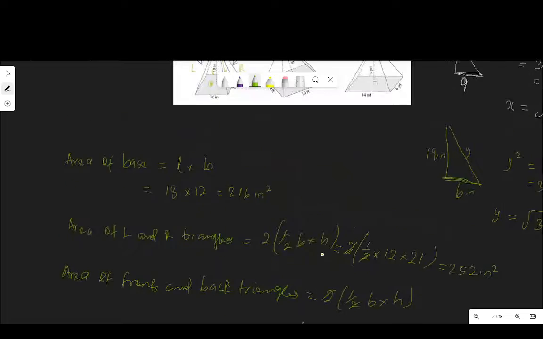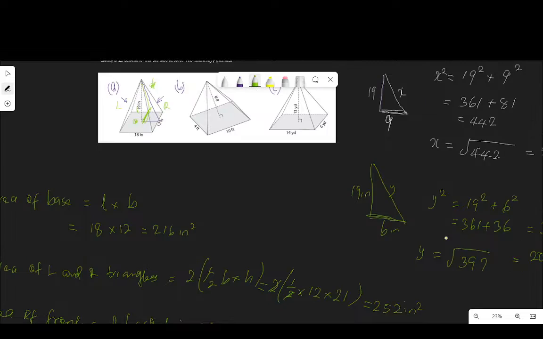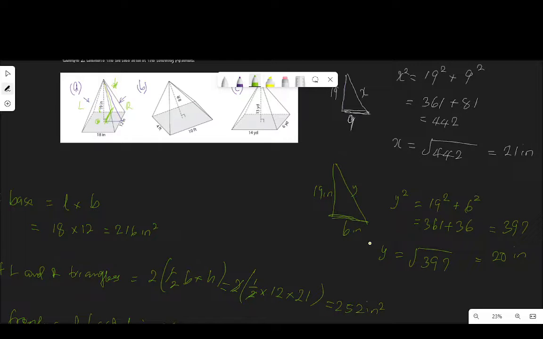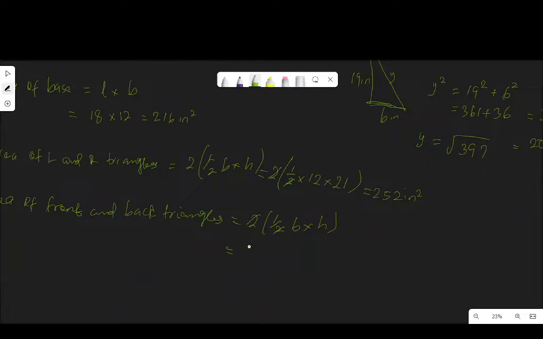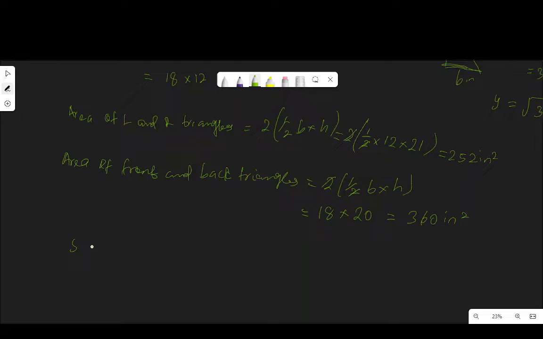The base is 18 inches. The height is what we calculated here, which is 20 inches approximately. So 18 times 20. 18 times 20 is 360 inches squared.